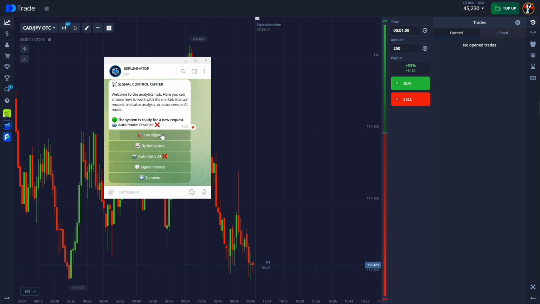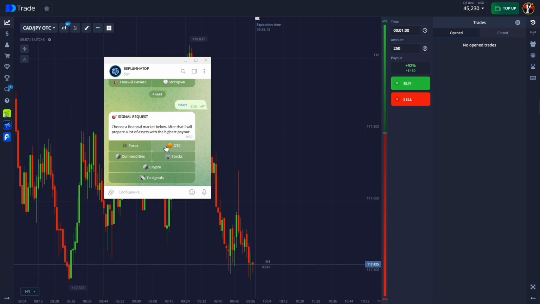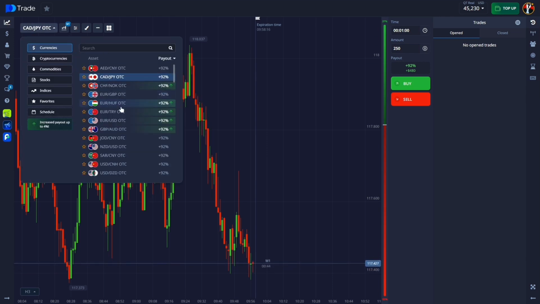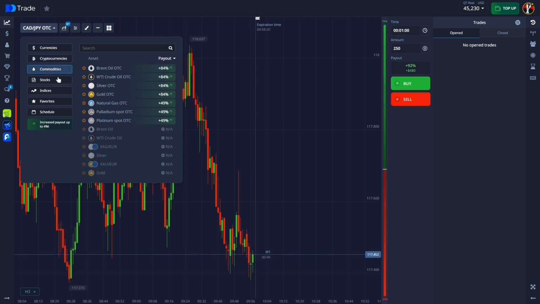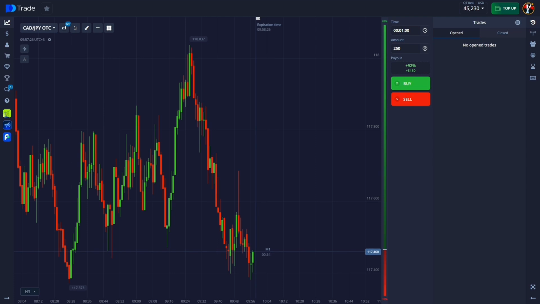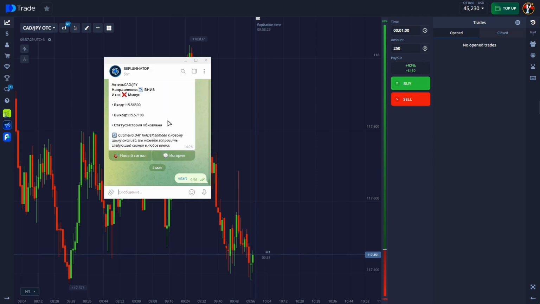Now we take our signal, get signal, and select OTC. Just so you know, we're on OTC. Here, as you can see, we have different company names. You can choose crypto, you can choose stocks, whatever you want, but I work specifically with currency pairs. It's more convenient for me. So right now I'm choosing OTC, and accordingly, now it's OTC.